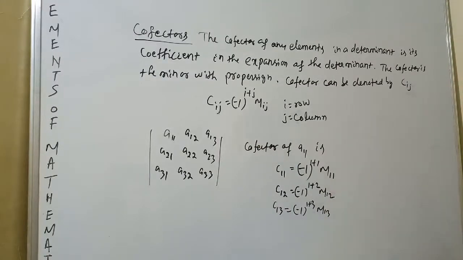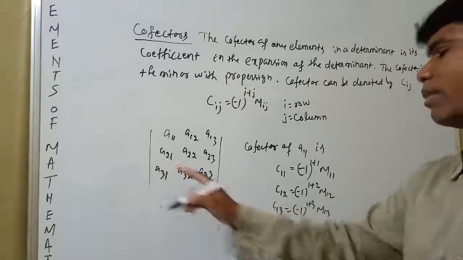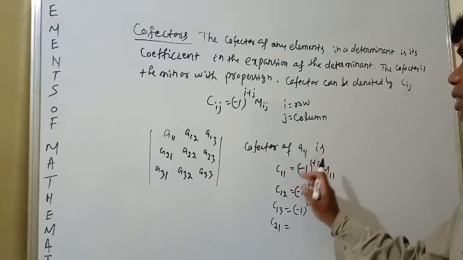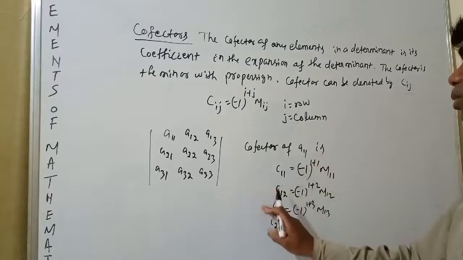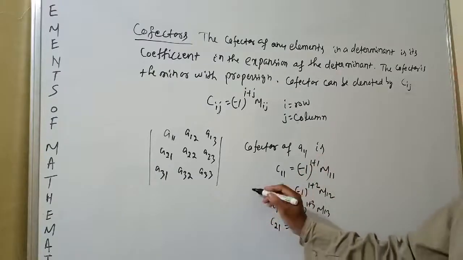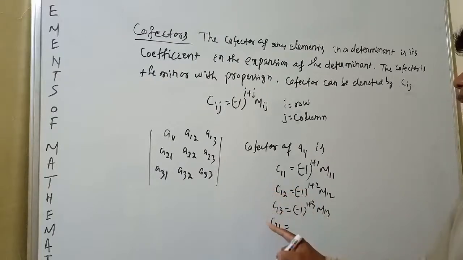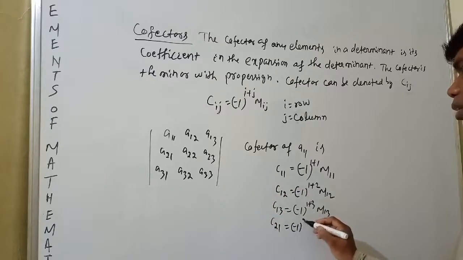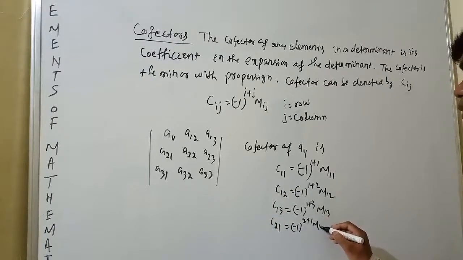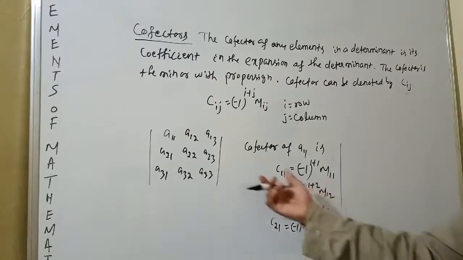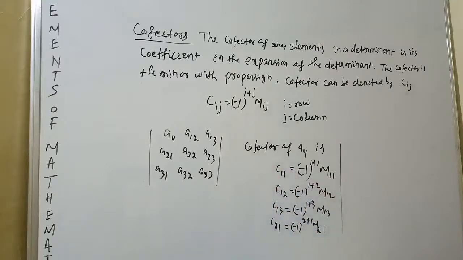Similarly we can get nine entries. For the element a21, C21 is equal to (-1) to the power 2 plus 1 times M21. Similarly, we can get the cofactors of the other elements.